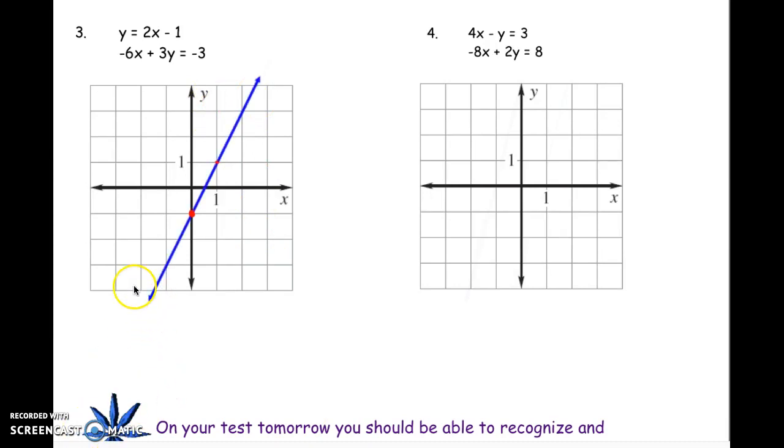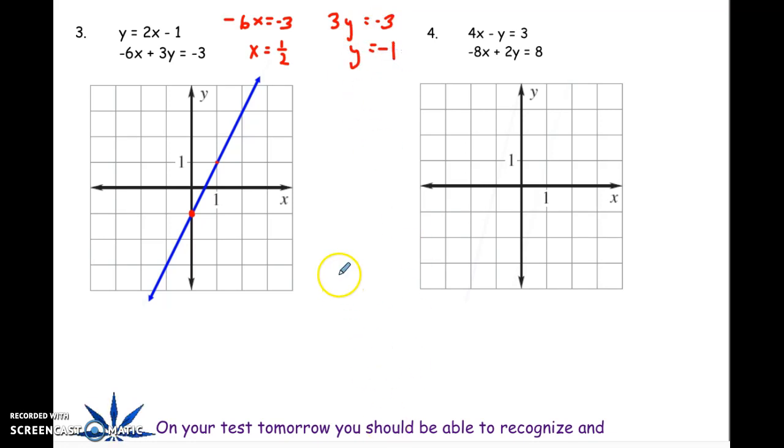All right, so if I wanted to just graph this one, since it's in standard form, I prefer to just graph using intercepts instead of taking the time to solve it for y. So I would say negative 6x equals negative 3, so x is 1/2. And then I would say 3y equals negative 3, so y equals negative 1.